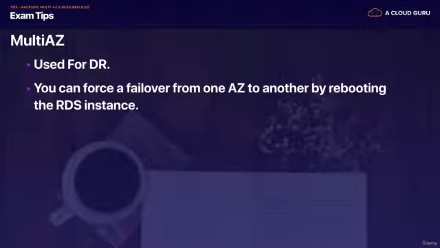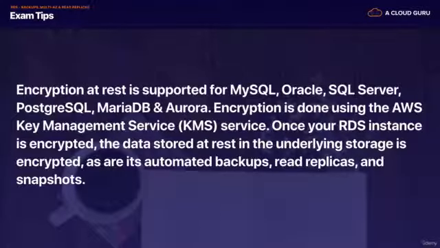With multiple availability zone RDS instances, just remember that this is only used for disaster recovery. And you can force a failover from one availability zone to another by rebooting the RDS instance. And then finally, just remember that encryption is supported for MySQL, Oracle, SQL Server, PostgreSQL, MariaDB, and Aurora. So it's encrypted for all 6 of the engines. Encryption is done using the AWS KMS service, and once your RDS instance is encrypted, the data stored at rest in the underlying storage is encrypted, as are automated backups, read replicas, and snapshots.